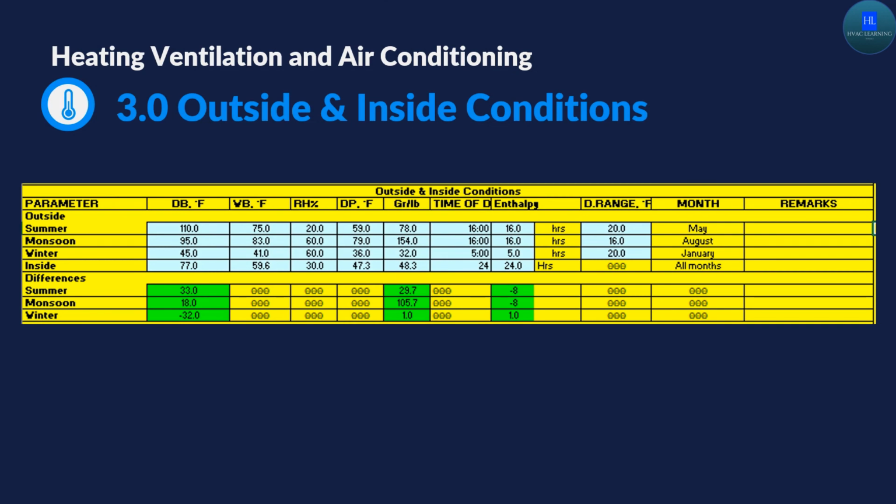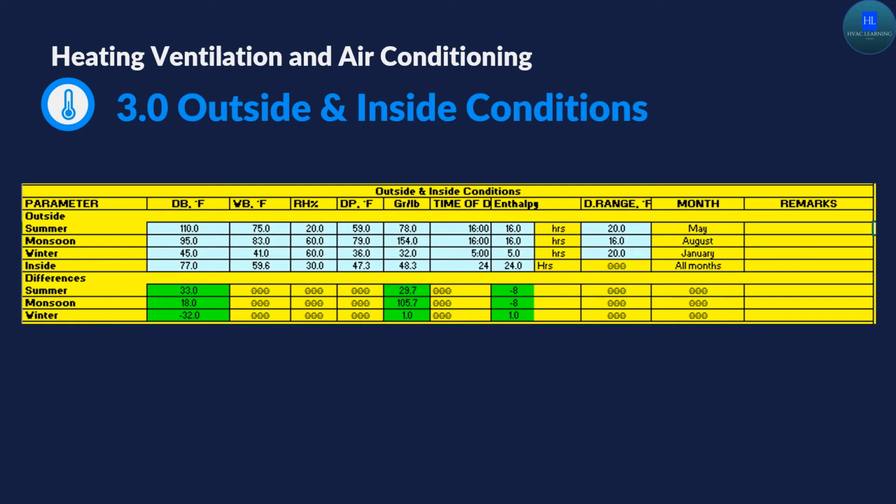Let's move to the outside and the inside conditions. That is the third step for us. In this stage, we just note down the ambient air conditions. Let's say for this area, the summer season is considered as May, monsoon is August, and winter is considered as January. And these are the dry bulb, wet bulb and RH percentage for this area which we are considering in this sheet.